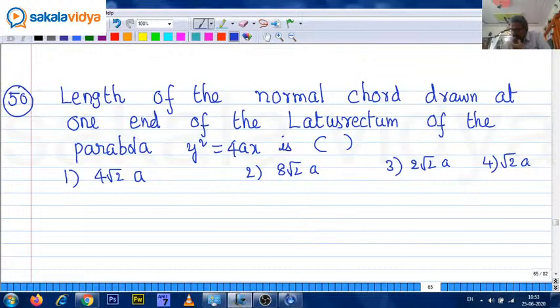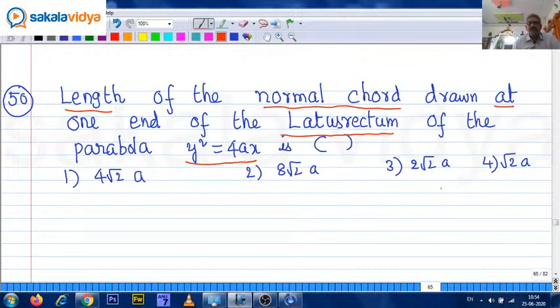So I think because yesterday I gave this one, both are same. Actually, an SC certificate may be more valuable rather than that. Even a cap also, no problem. Right. This question is very important. The length of the normal chord drawn at one end of the latus rectum of the parabola y square equal to 4ax is.